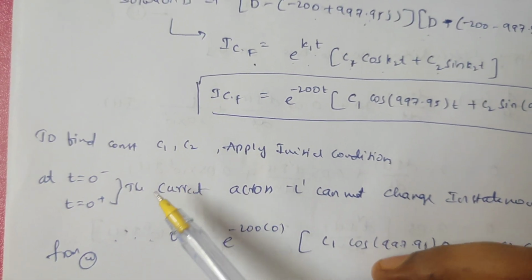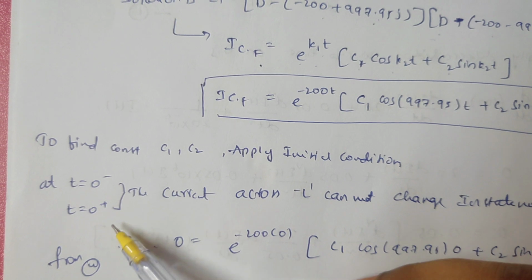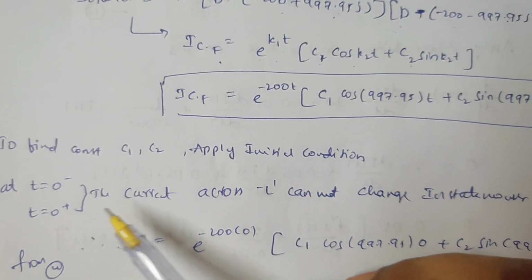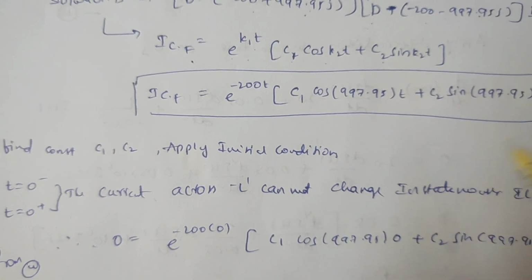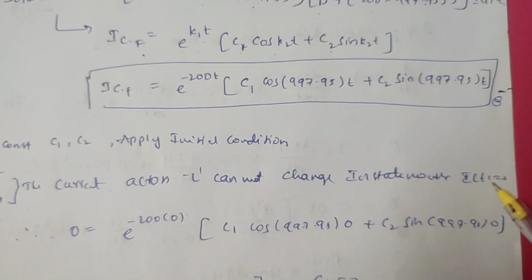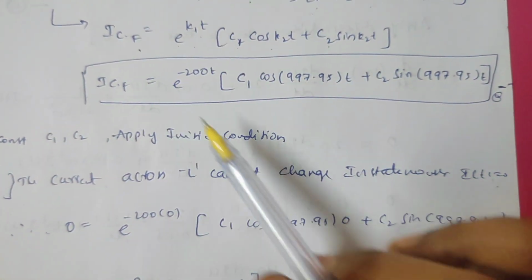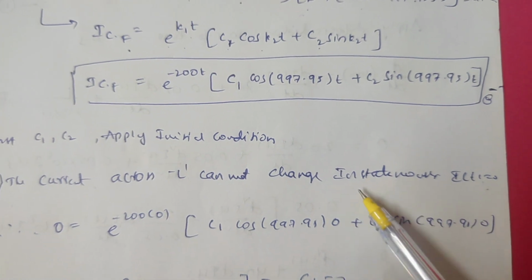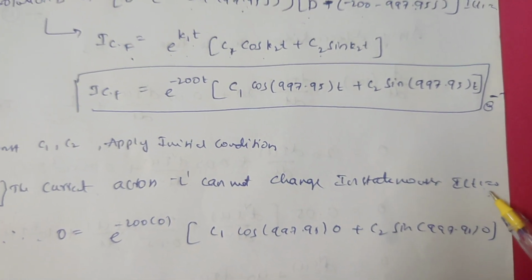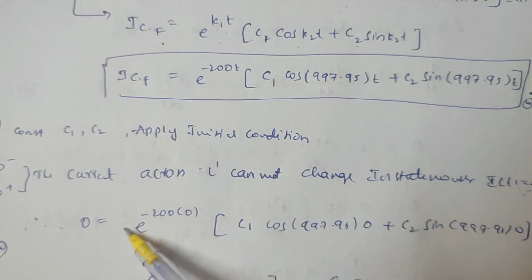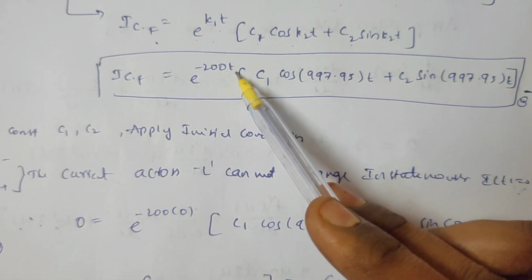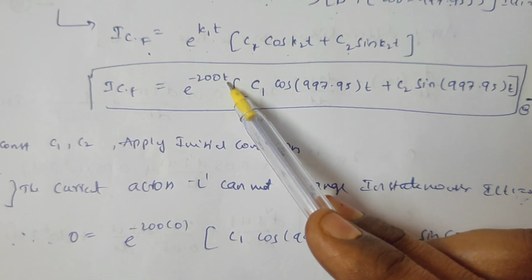Then simply apply the initial conditions at t equal to 0 minus and t equal to 0 plus. We know that the current across the inductor cannot change instantaneously. So to find this constant, just assume that the current does not change instantaneously, so the current in the inductor becomes 0. Simply substitute i equal to 0 in these equations, at the initial conditions, so the t value becomes 0.